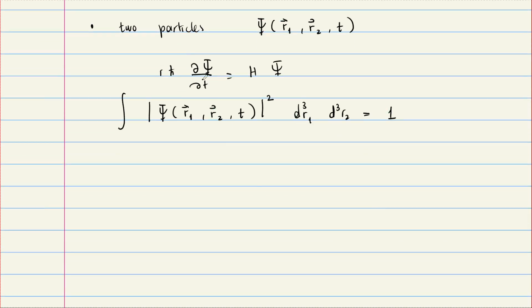And the Schrödinger equation, in the Hamiltonian, is the kinetic energy of the first particle, minus h bar squared over 2m delta 1 squared, minus h bar squared over 2m. It could also be m1 and m2. They don't have to have the same mass. So this is delta 2 squared. And there is some interaction. Maybe there is also external potential, but let me not write it.